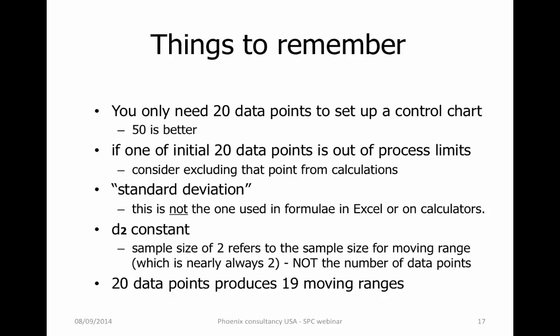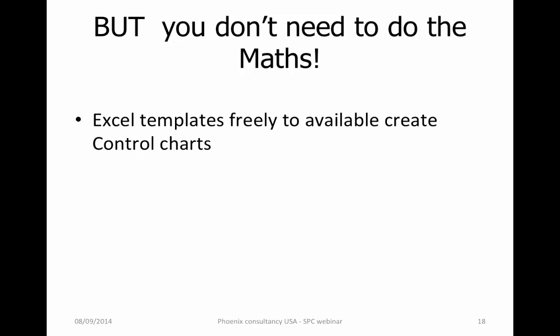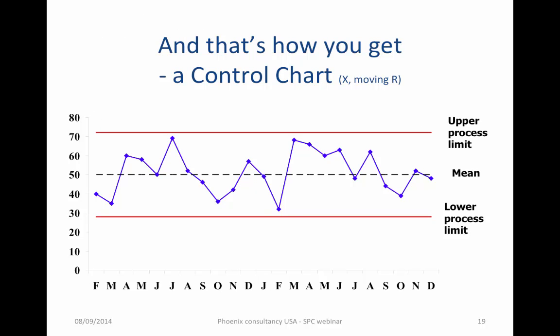So that's enough of maths for now. And as I said before, you don't need to do the maths, because all you need to be able to do is cut and paste into the spreadsheet available on the Phoenix website. I'll be running through how to use the spreadsheet a little later in the webinar. So that's how you get a control chart as shown here, which has a run chart with sequential values, a central line marking the mean, an upper line marking the upper process limit or control limit, which is 3 standard deviations from the mean, and a lower line marking the lower process limit or lower control limit, which again is 3 standard deviations or 3 sigma from the mean.